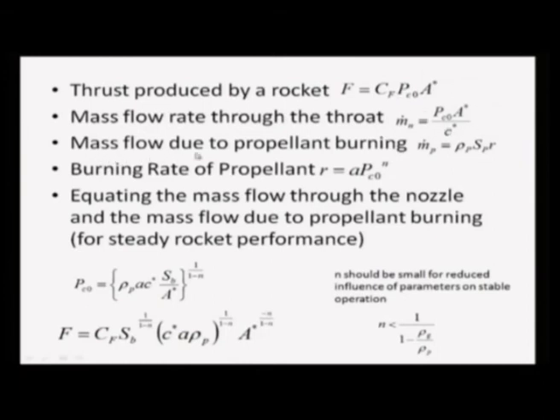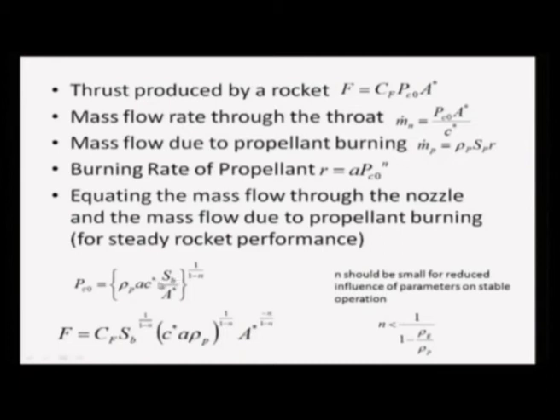Now, however, the mass flow rate due to the propellant burning is the propellant density times the surface area of the propellant times the burning rate of the propellant. Okay. So, the surface area of the propellant is given by Sp. The burning rate of the propellant r, on the other hand, as we have just discussed, is equal to a Pc naught to the power n, because Pc naught is my combustion chamber pressure. So, I can replace it here, equating the mass flow through the nozzle and the mass flow due to propellant burning for steady rocket performance, we can get this expression.